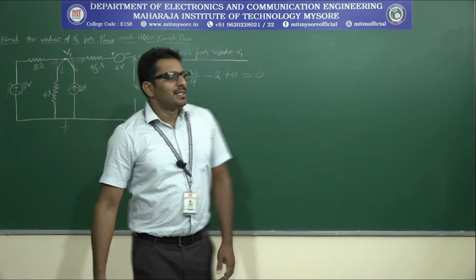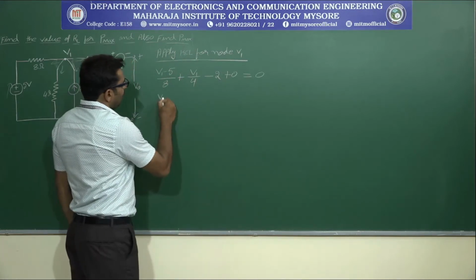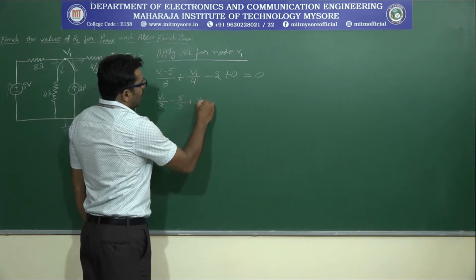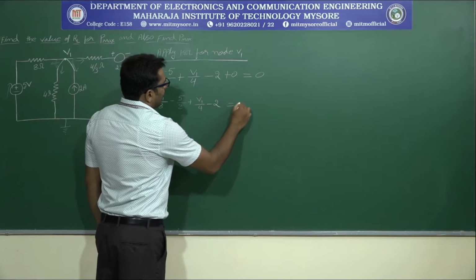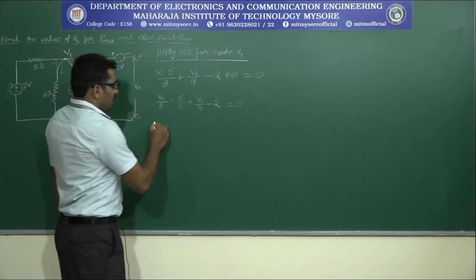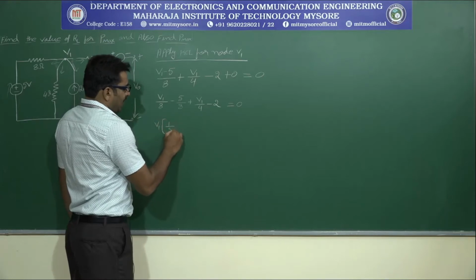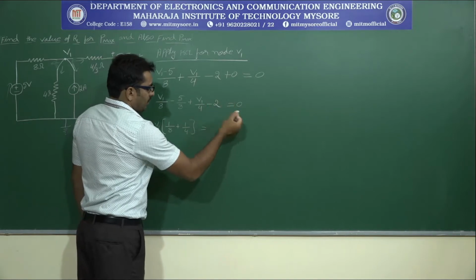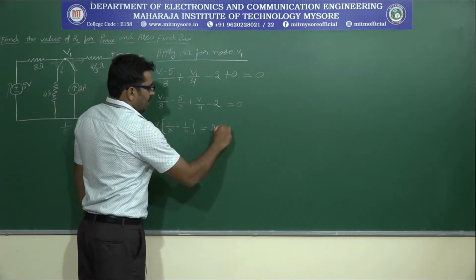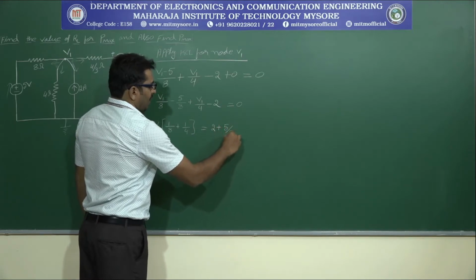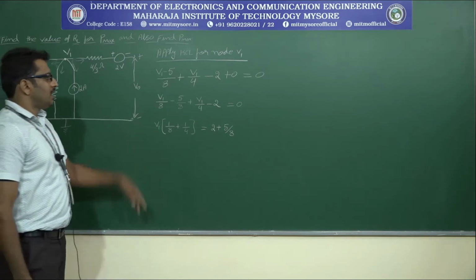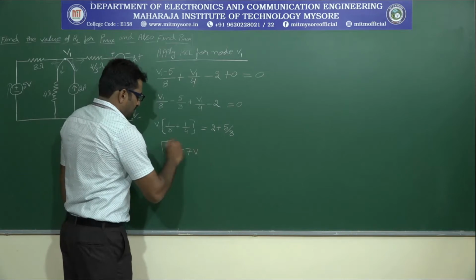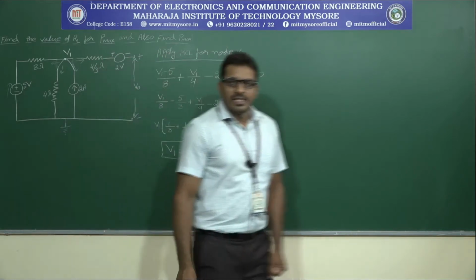Next, simplify this equation. Yes, V1 by 8 minus 5 by 8 plus V1 by 4 minus 2, that is equal to 0. Next step, take V1 as a common factor. 1 by 8 plus 1 by 4 is equal to minus 2 shift to RHS, 2 again minus becomes plus, 5 by 8. Is that clear? After simplifying this equation, you will get V1 is equal to 7 volts.